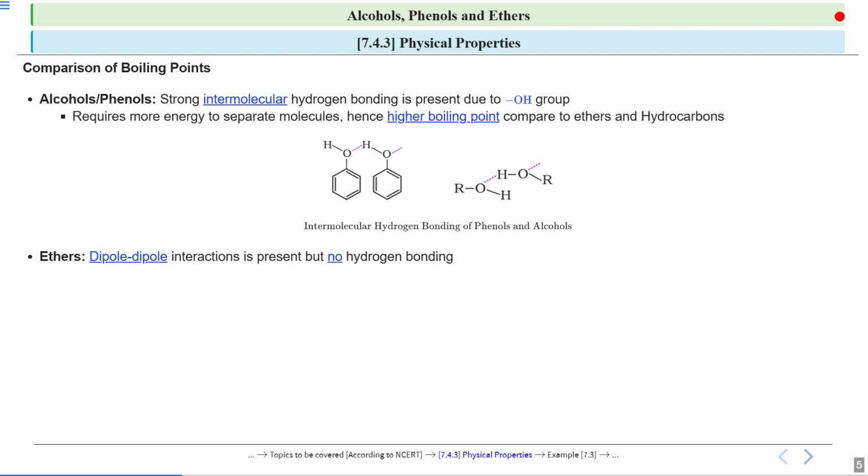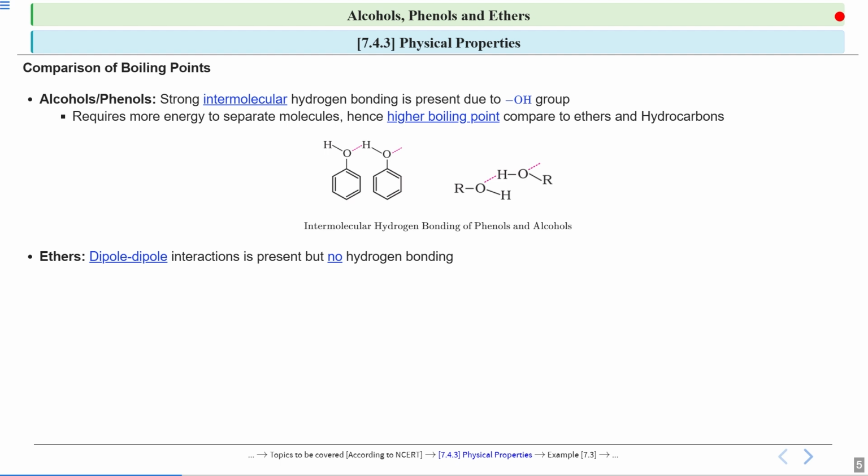So in ethers they have a carbon oxygen single bond. If there is a carbon oxygen single bond, again there will be polarity between the carbon oxygen single bond. So oxygen, being more electronegative, will withdraw the electron density from the carbon. So oxygen will have a partial negative charge and carbon will have a partial positive charge. So the CO bond in ether is polar. Okay, so there are dipole-dipole interactions present.